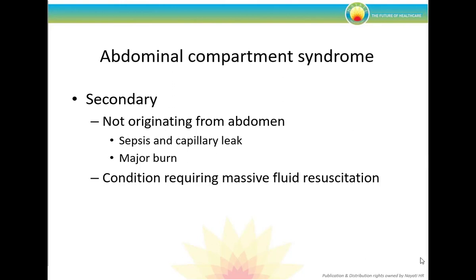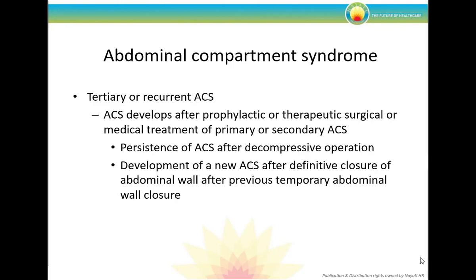It could be sepsis from any other cause with rapid fluid distribution and then developing intra-abdominal hypertension because of the abdominal wall edema, or it could be major burns, or it could be a patient with pancreatitis itself. And basically conditions which require massive fluid resuscitation are classified here. Tertiary or recurrent, when you have already treated the primary or secondary abdominal compartment syndrome but the abdominal compartment syndrome persists, then you classify it as tertiary or recurrent.